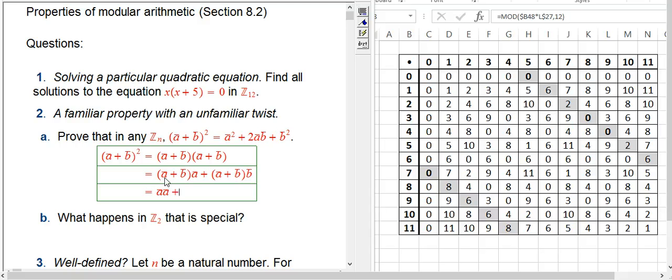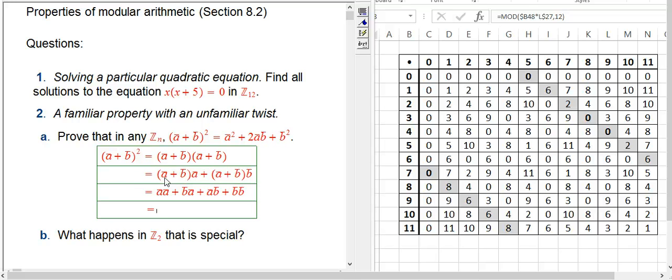So you get a times a plus b times a plus a times b, and then plus b times b. And that's by definition the a bar squared. And one last rule, that addition is commutative. We've seen that in the tables. We know it's true because it's just true for integers as well. And so we get two copies of ab. And then, of course, b times b is just b squared. And we're done. Okay.